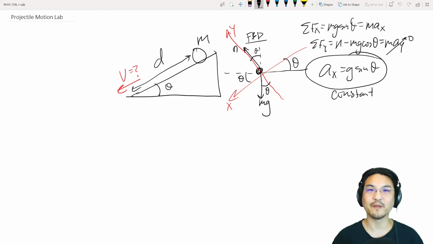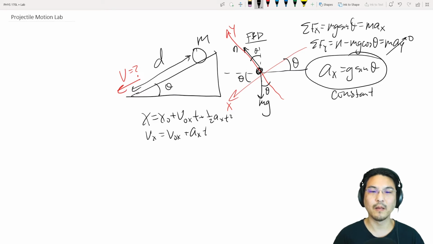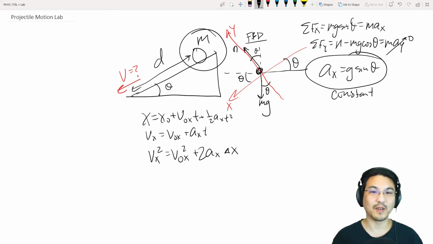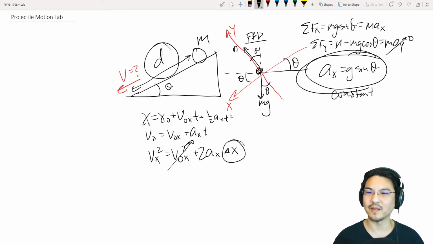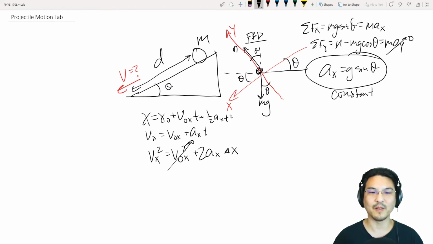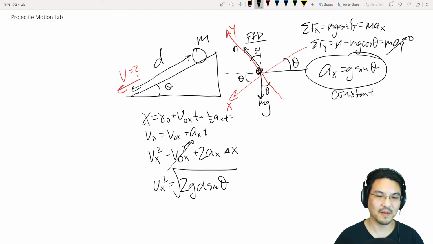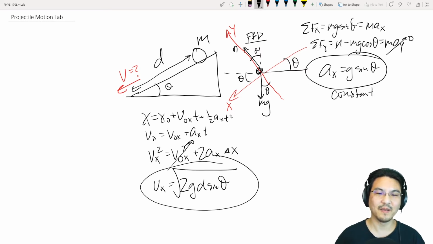So we can use kinematics for constant acceleration. That's the one that looks like this. And for velocity, it looks like this. If you solve this for t and plug it in here and simplify, you get something like this. Okay. And if we start at rest, this is 0. This displacement is d. Our acceleration is right here. Okay, so if I substitute all that, I get 0 plus 2 this times d. Okay, and then I'll just square root. So there we go. We got the velocity at the bottom of the ramp.